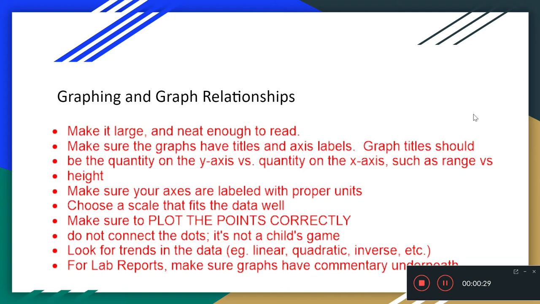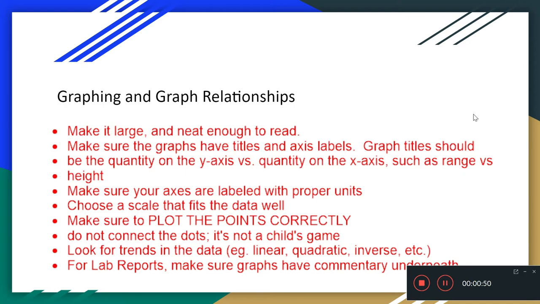Make sure the graphs have titles and axis labels. The graph title should be the quantity on the y-axis versus the quantity on the x-axis, such as range versus height, like the lab that we did. Make sure that your axes are labeled with proper units. You're going to put those units in parentheses typically.